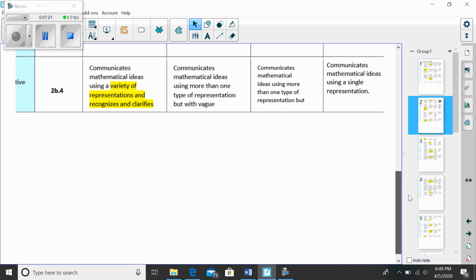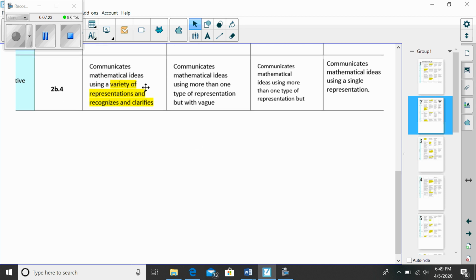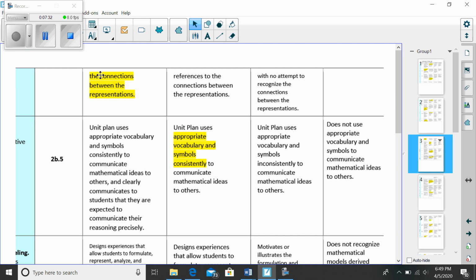So this one I'm expecting us to do well with. You guys are doing fantastic on multiple representations. Again, your unit plan needs to feature multiple representations with connections between the representations. So I'm optimistic that we might get some 4s over here.